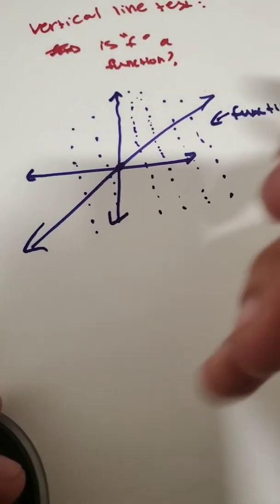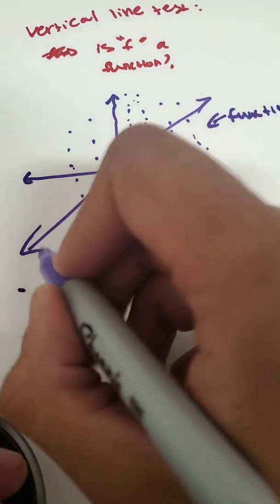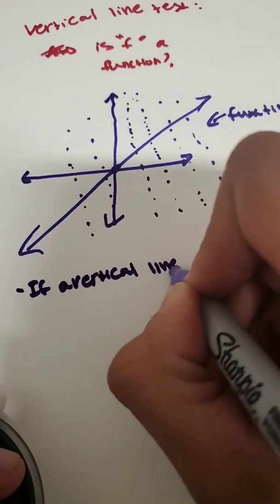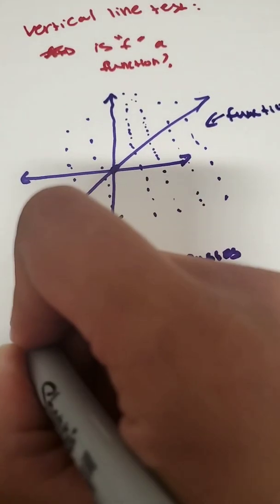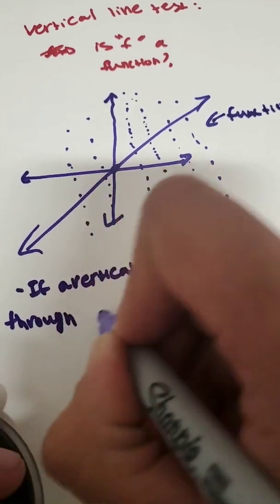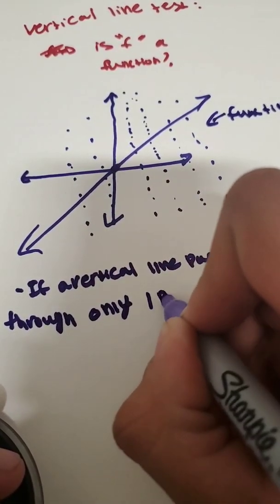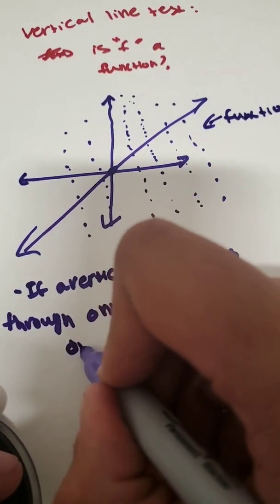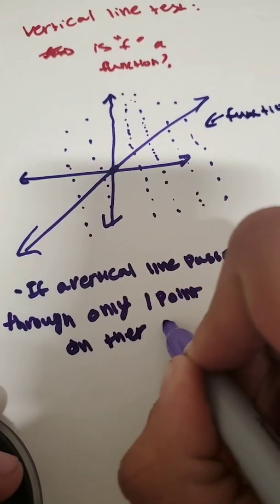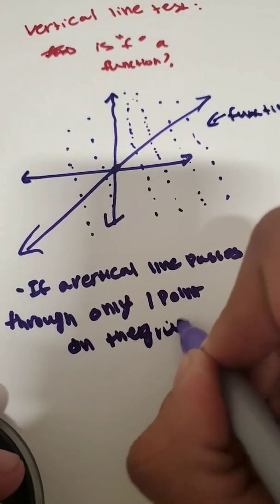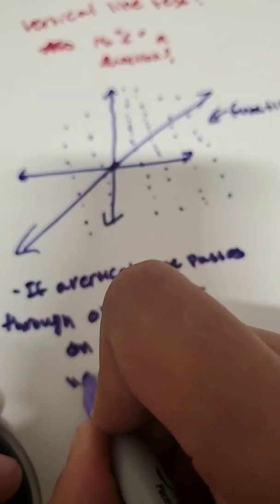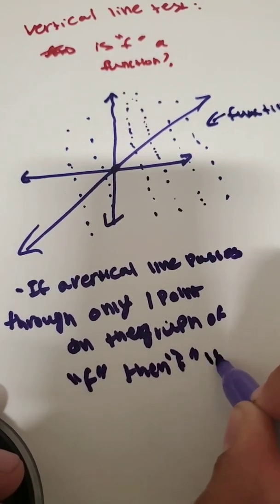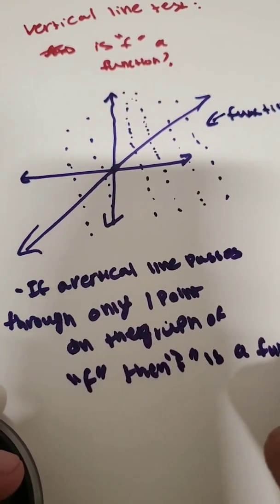So pretty much the vertical line test states that if a vertical line passes through only one point on the graph of f, then f is a function.